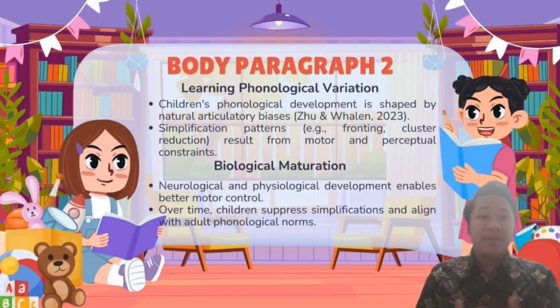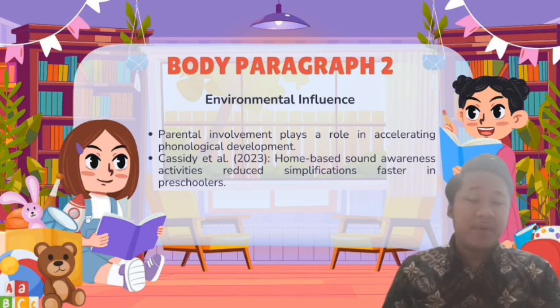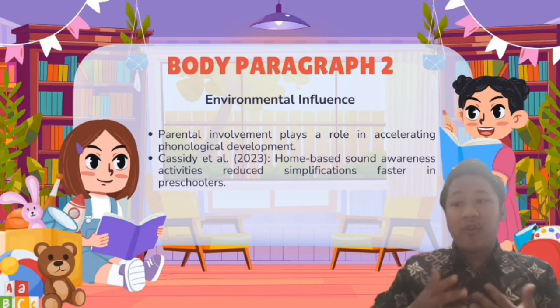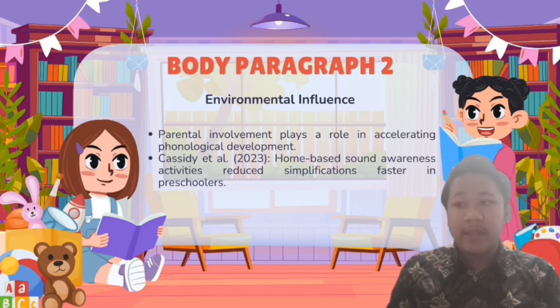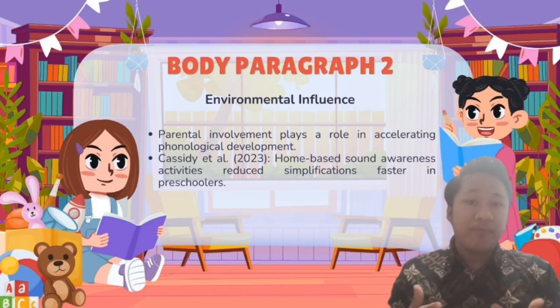So for the next one, we are talking about the body in paragraph 2. Actually, in paragraph 2, we are talking about learning phonological variation, where the children's phonological development is shaped by natural phonological biases, as stated by Zhu and Wallen in 2023, and also the simplification patterns, for example fronting and cluster reduction, which result from motor and perceptual constraints. We also talk about biological maturation, where neurological and physiological development enables better motor control, and by the time children suppress simplification and align with adult phonological norms. Last but not least, in body paragraph 2 we talk about environmental influence, where parent involvement plays a significant role in accelerating phonological development. A study by Cassidy et al. in 2023 found that home-based sound awareness activity reduced simplification faster in preschoolers.